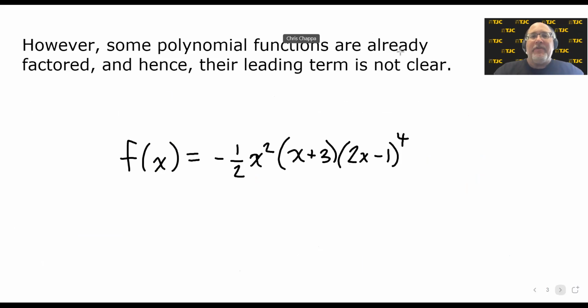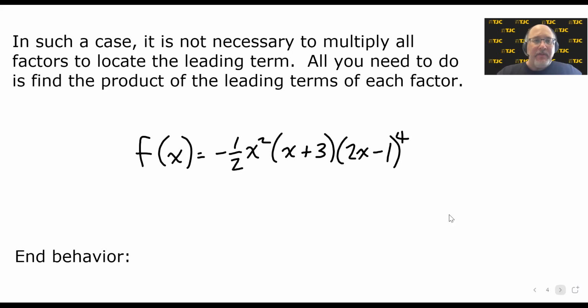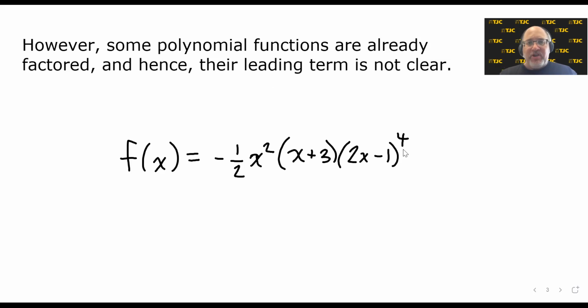However, some polynomial functions are already factored, and hence their leading term is not clear. For example, look at this function, f of x equals -1/2 x squared times x plus 3 times 2x minus 1 to the 4th power. Now, there will be some situations where being factored is good. This is not one of them. Why? In such a case, there's something missing here. The leading term is not clear.